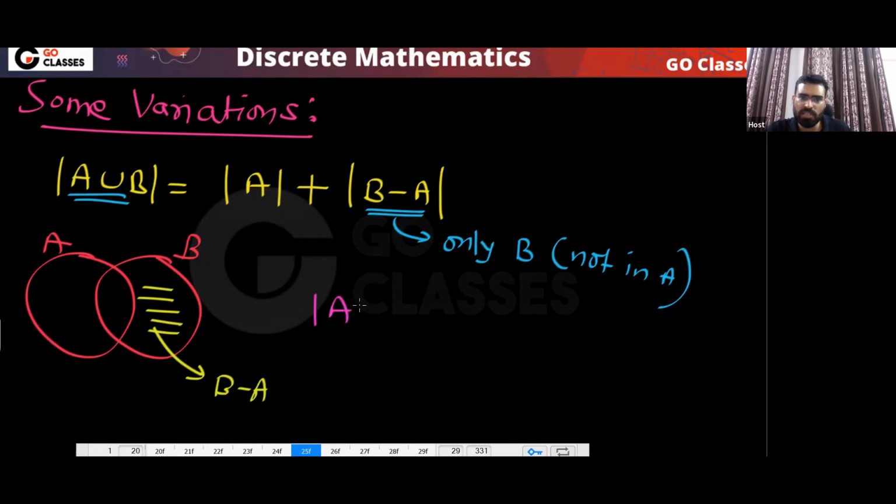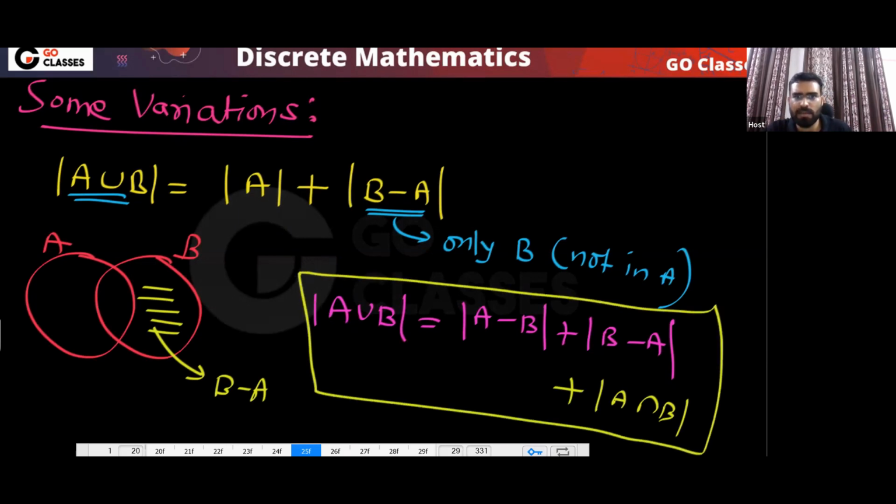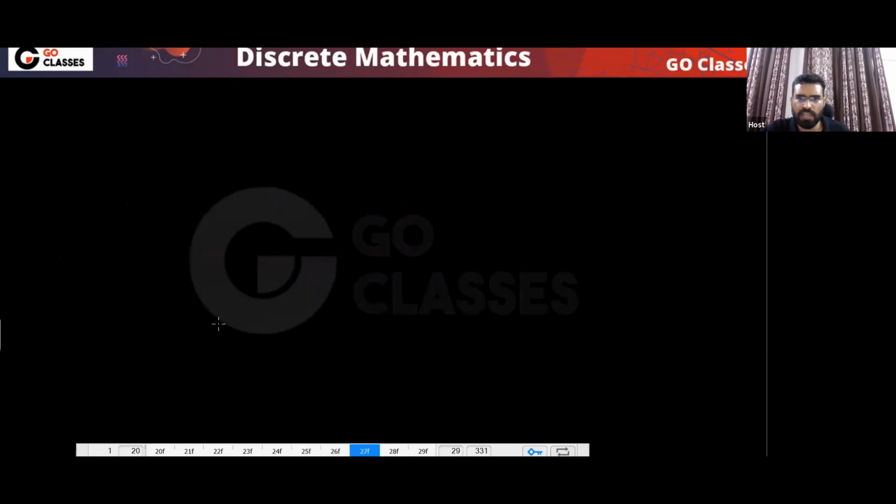Okay, so this type of variation they can also ask. For example, they can ask: A union B cardinality is equal to the number of students who are only in A plus the number of students who are only in B. Is this correct? Plus the number of students who are in A and B. Okay, now this is correct. So this type of question they can also ask, and you can handle these variations.